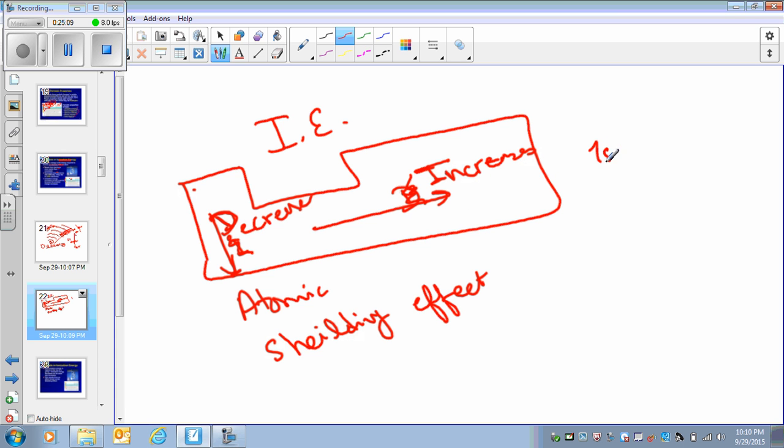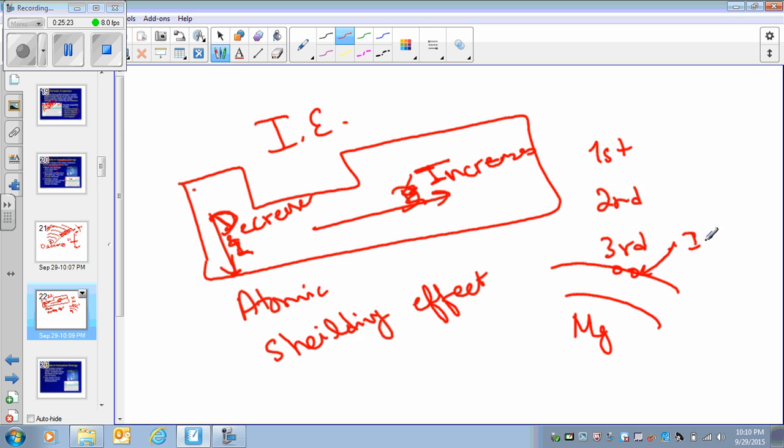It's also not only one ionization energy. There is first ionization energy, second ionization energy, third ionization energy. What that means is that if magnesium has two valence electrons, then once I spend the energy to pull one electron out, that's called first ionization energy.